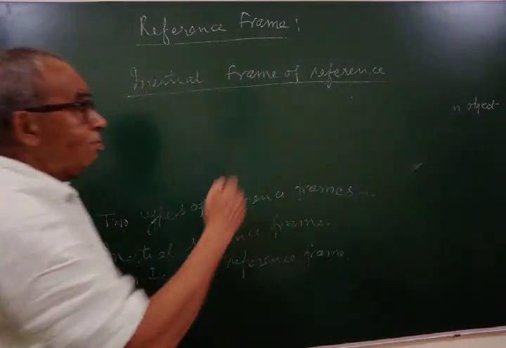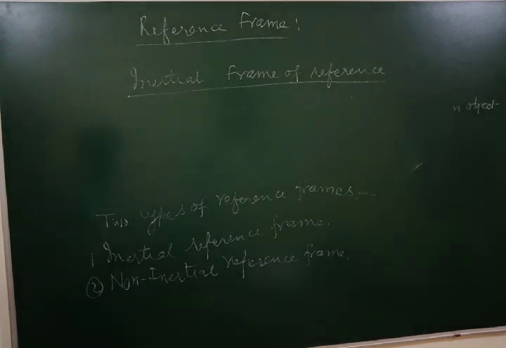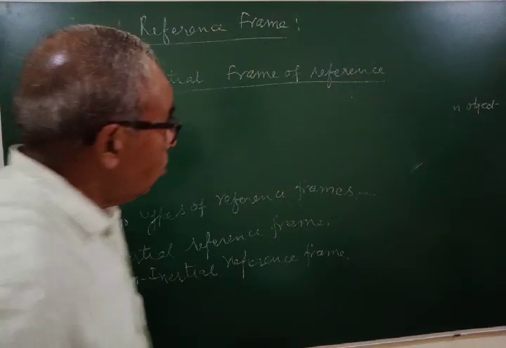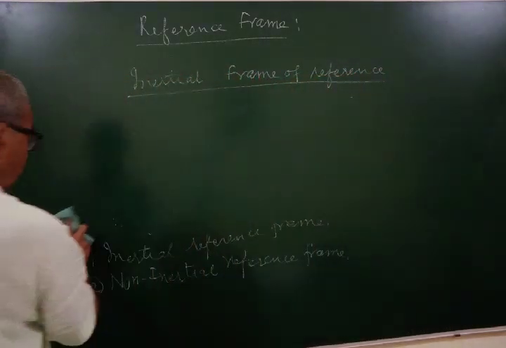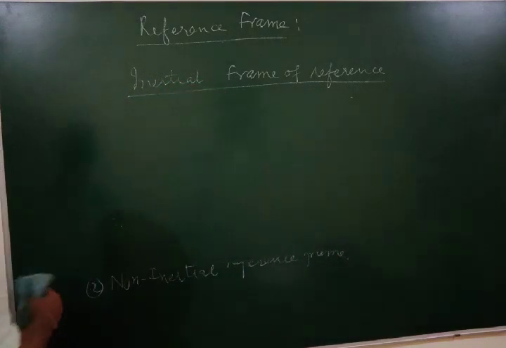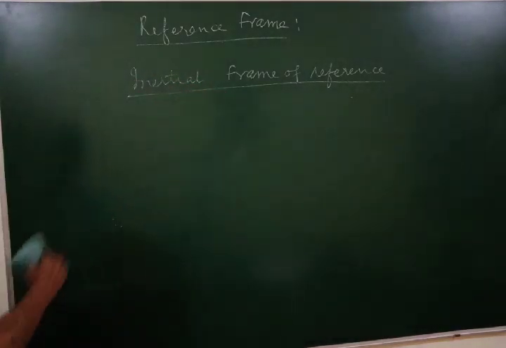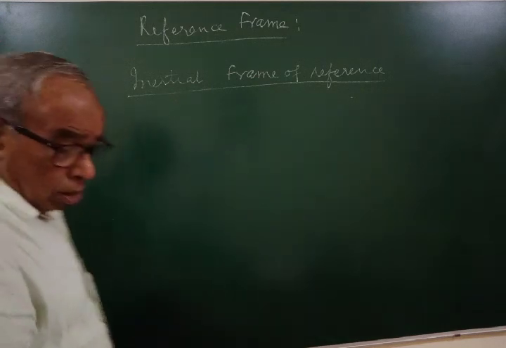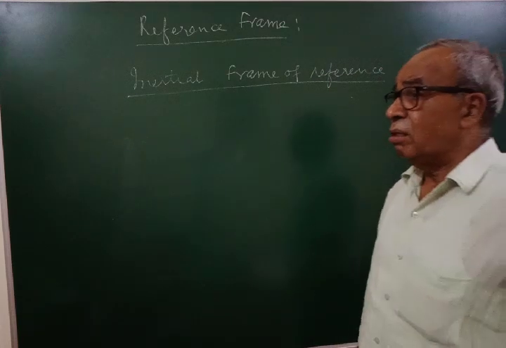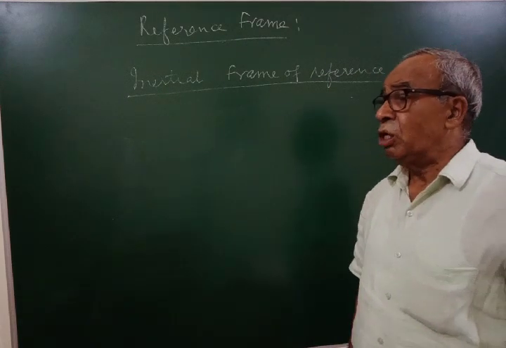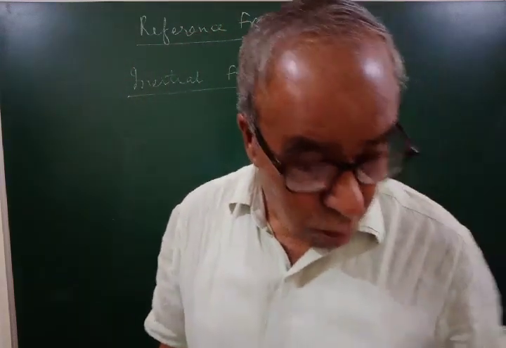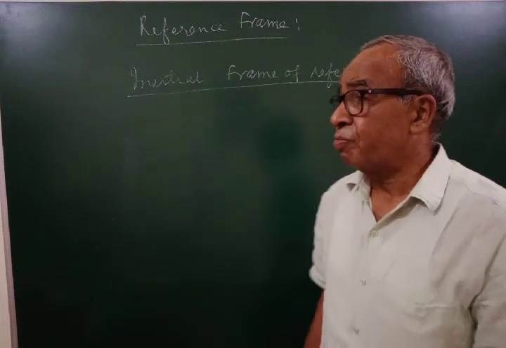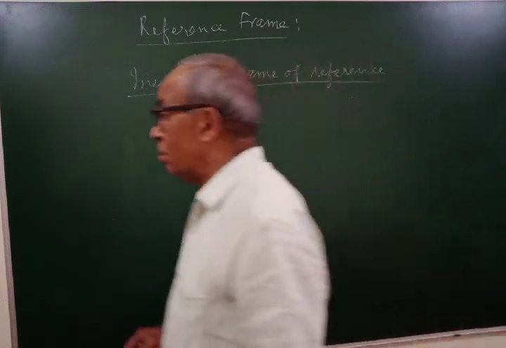A reference frame in which a body at rest remains at rest or body in motion remains in motion in the absence of unbalanced external force is called inertial reference frame. It means the reference frame in which Newton's first law of motion is true is called inertial reference frame. Have you got my point?